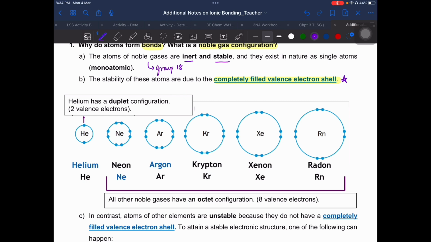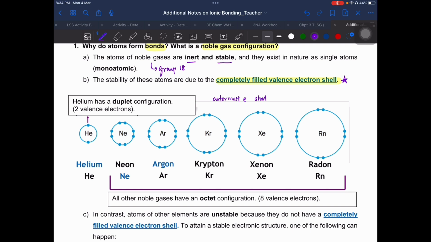So in this part of the screen, I have shown the electronic structure of all the noble gases in group 18, but I just want to highlight that I'm only showing the outermost electron shell only. I'm not showing the full set of electrons, because we know that there's always the first shell, second electron shell, third electron shell, and so on and so forth. I'm just showing the outermost electron shell only.